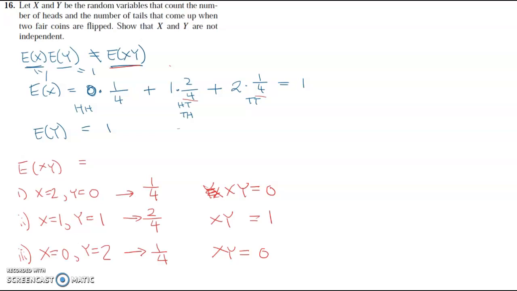So E of xy is going to be 0 times 1 over 4, plus 1 times 2 over 4, plus 0 times 1 over 4. And that's going to give us 2 over 4, which reduces down to 1/2. So therefore, because 1 times 1 is not equal to 1/2, we can conclude that the inequality is true, and thus we have shown that x and y are not independent.